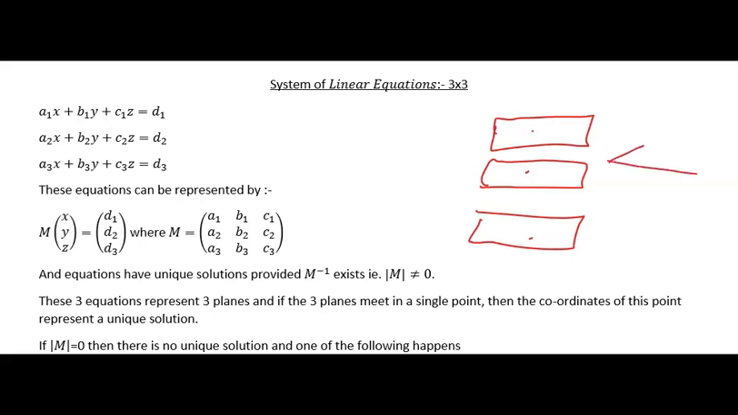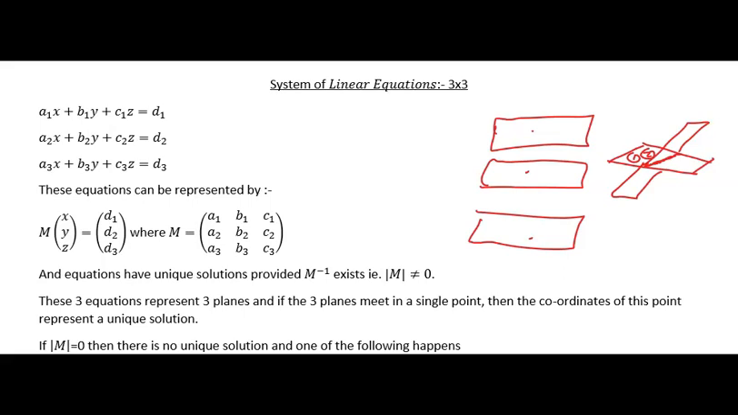Another one that we could have, we'll do a slightly better 3D drawing here. You could have plane 1 and plane 2 being the same plane, and plane 3 slicing through it. So here there will be solutions, but there'll be an infinite number of solutions, and they'll be on that line which goes through the slice through the two planes.